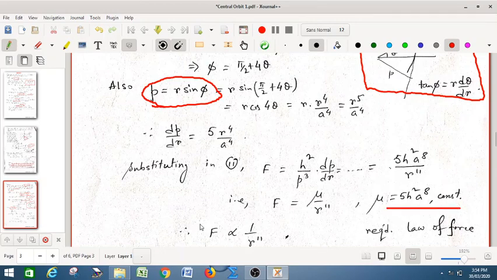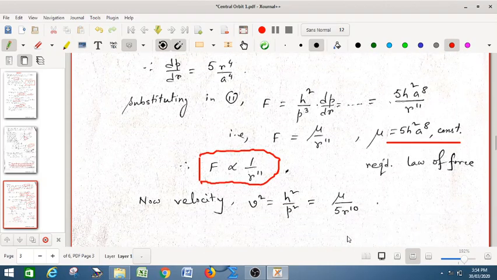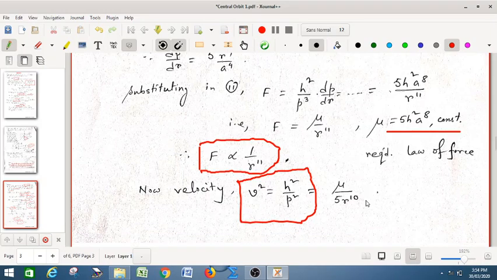So what is the law of force? This is the final law of force. F varies as 1 by r to the power 11. So this is the law of force. Now what is the velocity? There is a very well known relation for the velocity. V square is equal to h square by p square. So you substitute, you will get the velocity in this form. So this is the solution of the first problem.